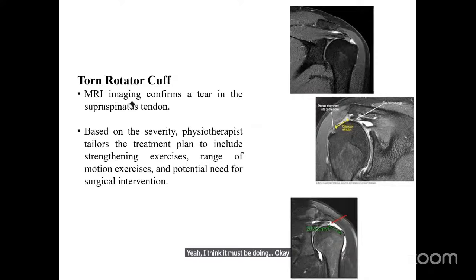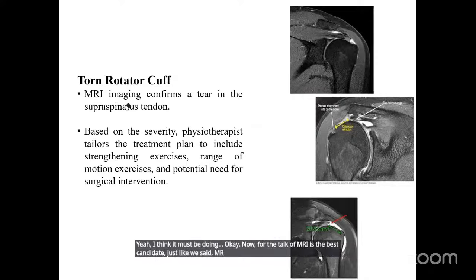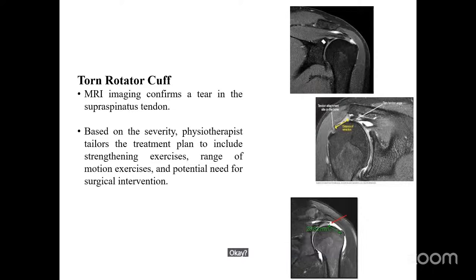Now, for the rotator cuff, MRI is the best candidate, just like we said, MRI for tendons, isn't it? Okay. Yes, sir. Now look at it.